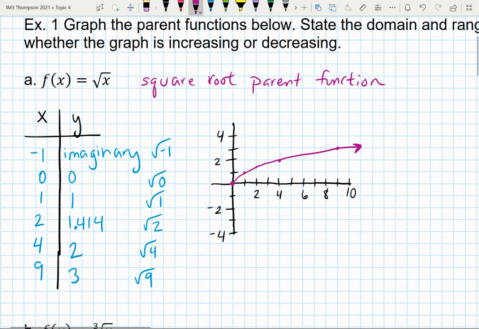I could continue to plug in bigger numbers. The next perfect square is 16. Square root of 16 is 4. I could plug in 25 and get 5. So this graph will continue on to the right indefinitely.